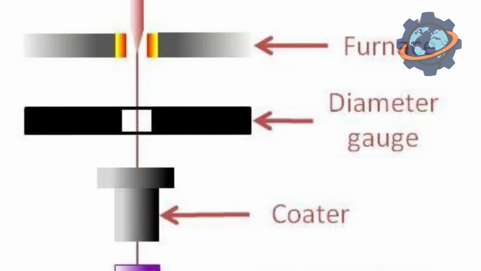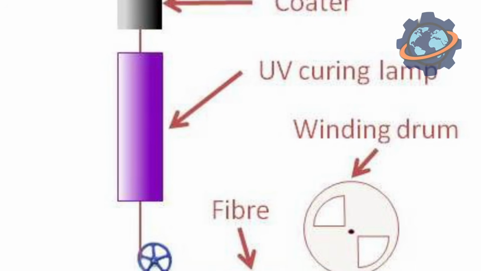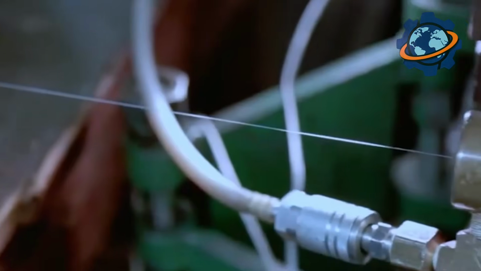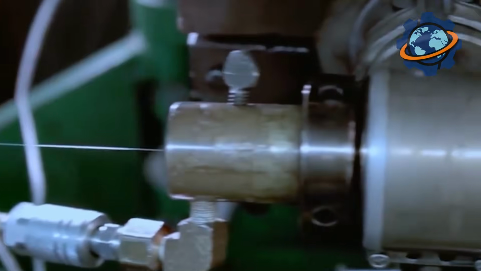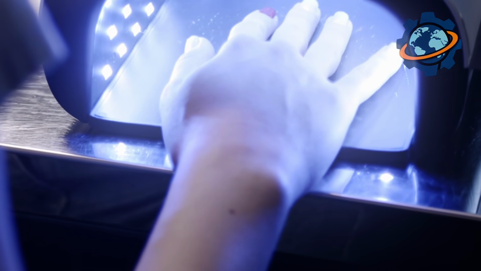After the polymer has been applied and shaped, the fiber passes through a zone of ultraviolet light. Here, the polymer instantly hardens under the influence of ultraviolet lamps. This is a process called polymerization. Anyone who gets their nails done knows how this happens.